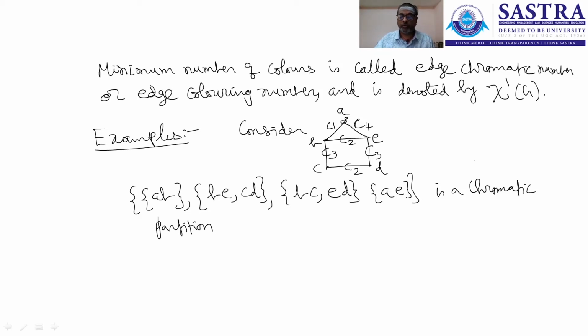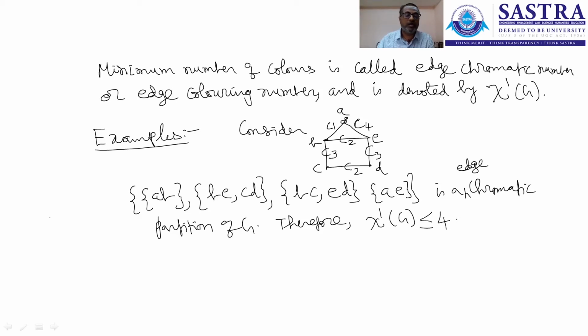Or in fact, you can also be specific edge chromatic partition of G. So in this case, you can conclude that chi dash of G is less than or equal to 4. You cannot say it is equal to 4; I have to show that it is equal to 4. So in this case, you can conclude that chi dash of G is less than or equal to 4.